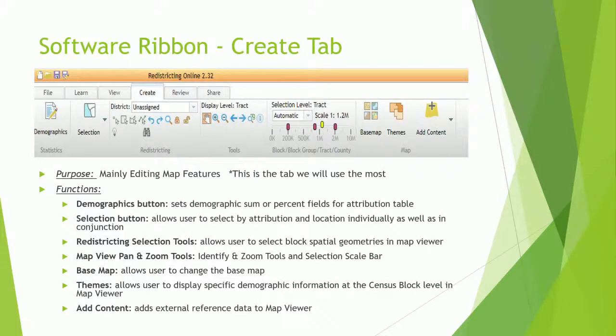The next tab, this is where we'll probably be using the most. It's the Create tab. There's a lot of functionality on this tab. We have our Demographics button, which is the settings that tie directly to the attribute table. We also have a lot of our selection tools here in this redistricting panel. We have your typical pan and zooms. We have a scale bar that we have another slide on that goes into more detail, and we'll also touch on that a little in the live demo later. There's also a themes tool, which we have another slide on that goes into further detail. And then we have an add contents, which will allow us to add other GIS data that we can use as references when we're doing our redistricting edits.